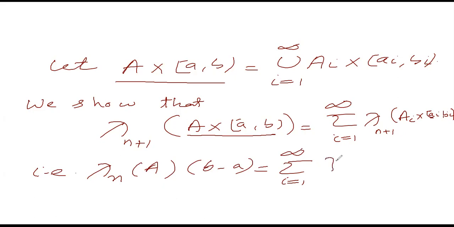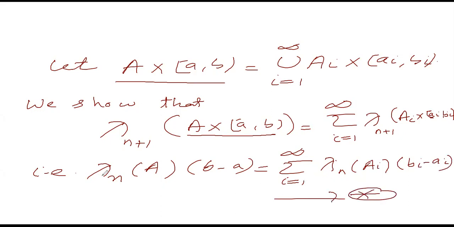So it's like this: lambda n of ai, into bi minus ai. We name this star. Actually, we need to establish star. Okay, so to prove star, we have this a cross b.